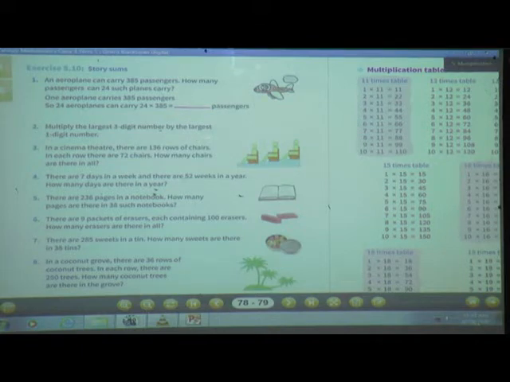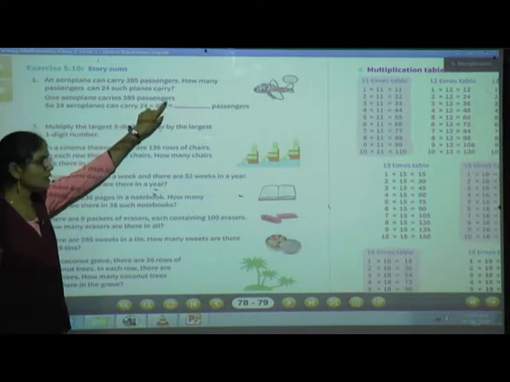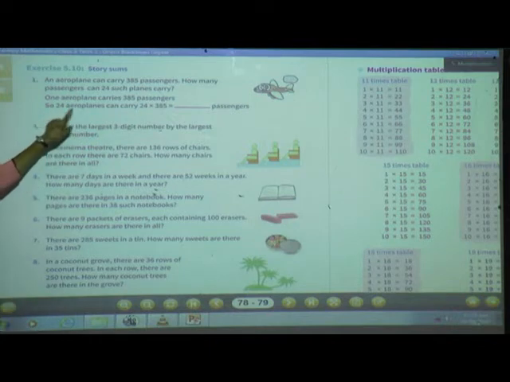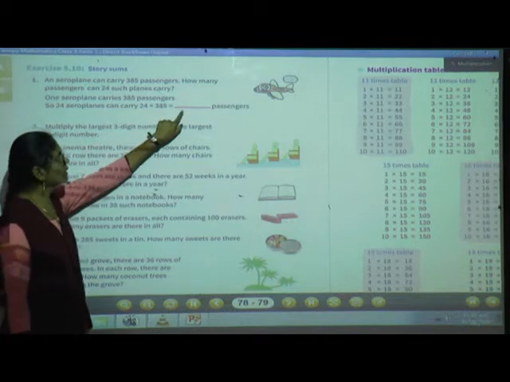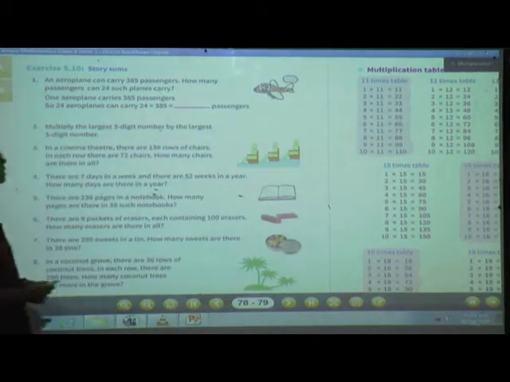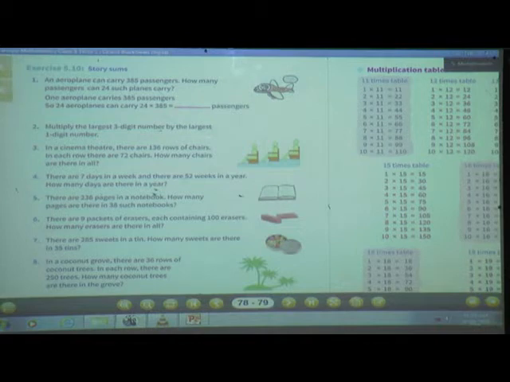Why? Because we have to find out the total number of passengers which 24 aeroplanes can carry. So one aeroplane carries 385 passengers. So 24 aeroplanes can carry 24 into 385 passengers. Now here we will do the multiplication. So look at the board, 385 into 24.